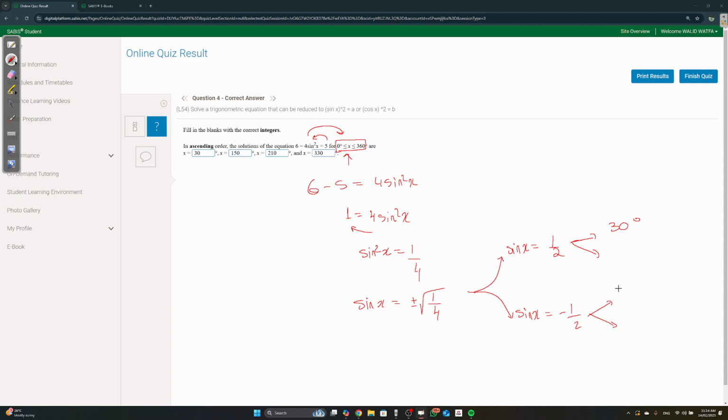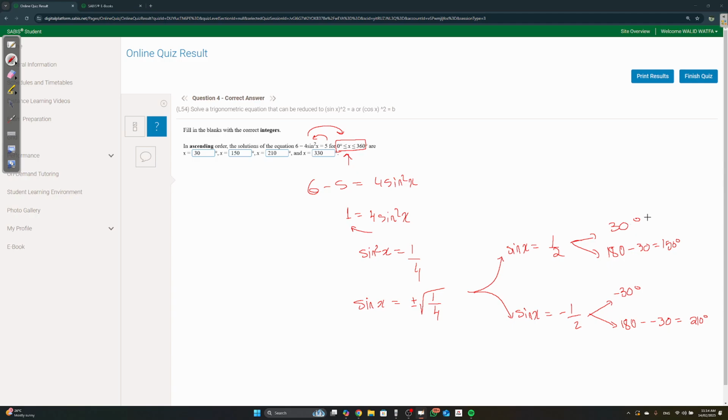And when you do shift sine here, you get negative 30 degrees. Always, what's the second solution for sine? 180 minus that angle, right? So you get 150. So here 180 minus negative 30, and you get 210 degrees.